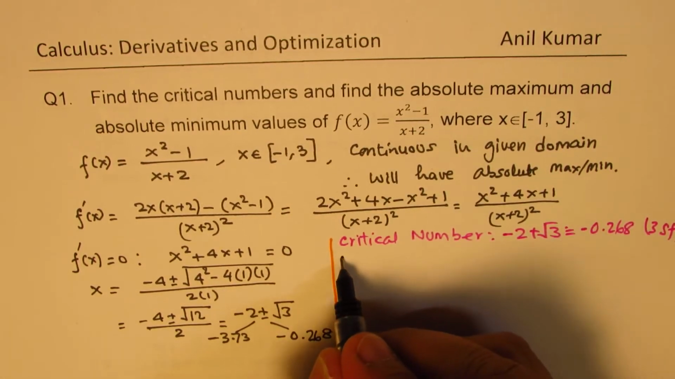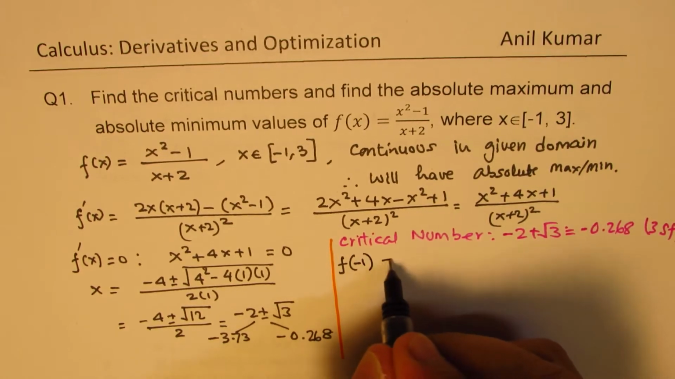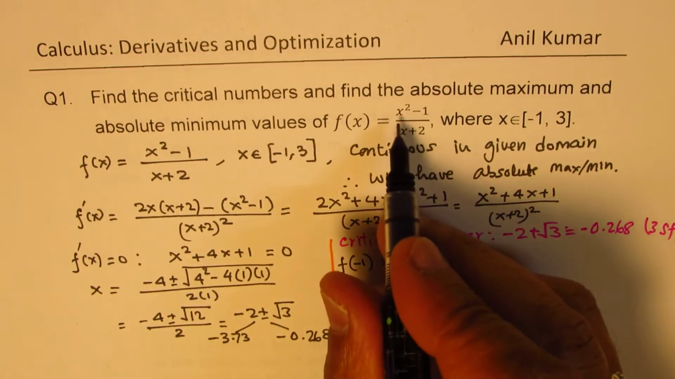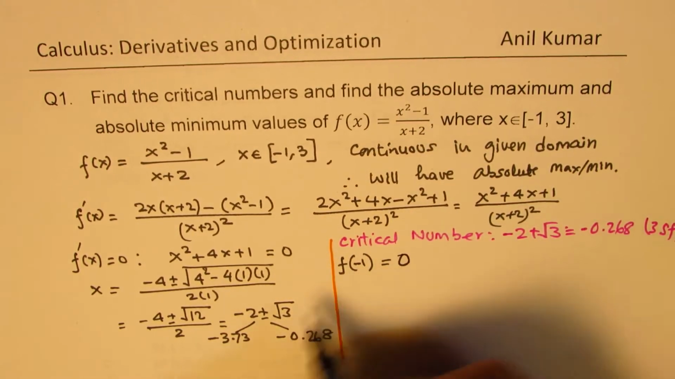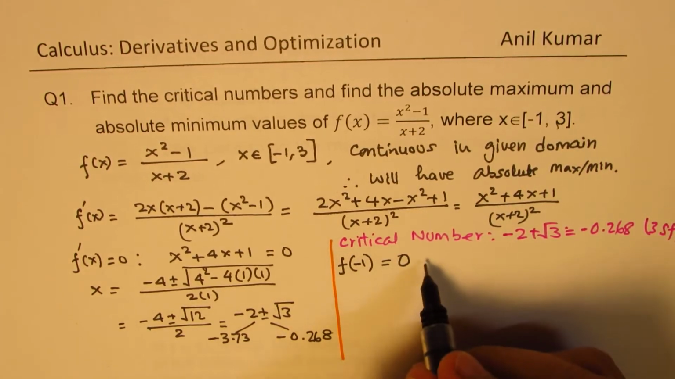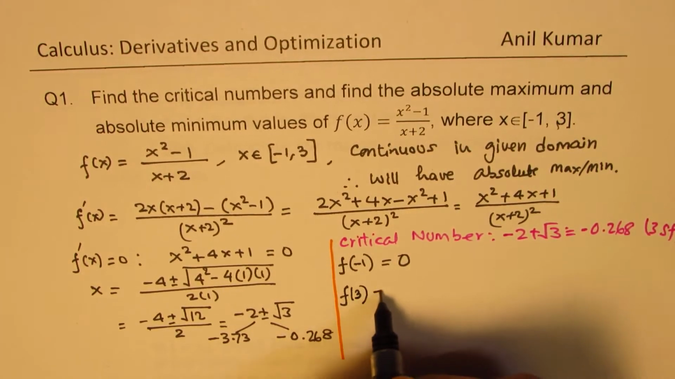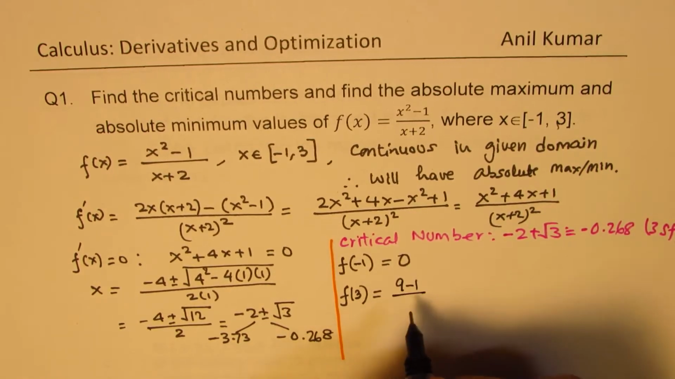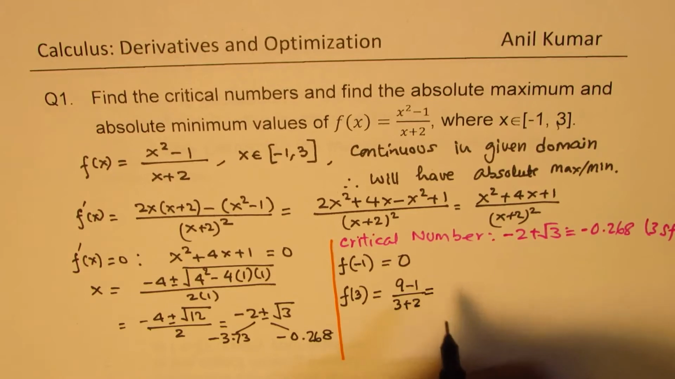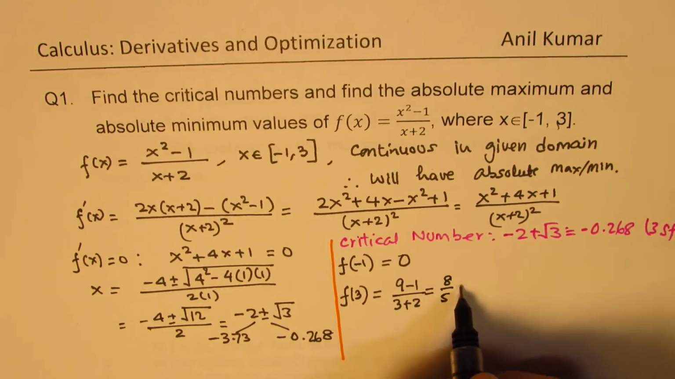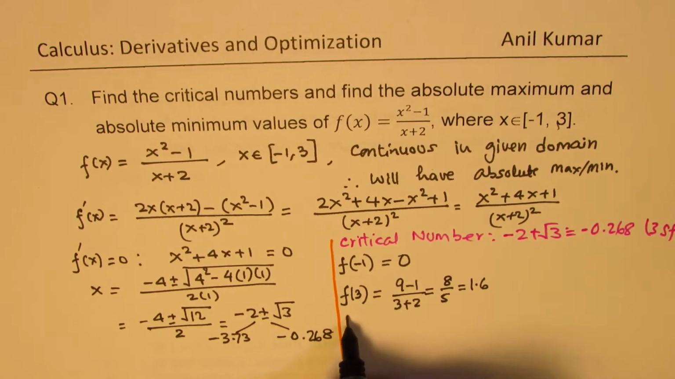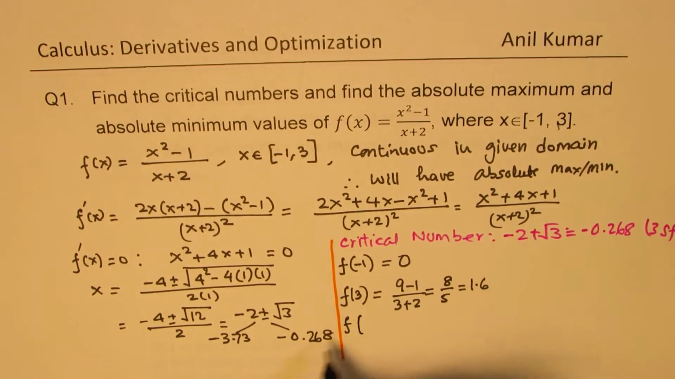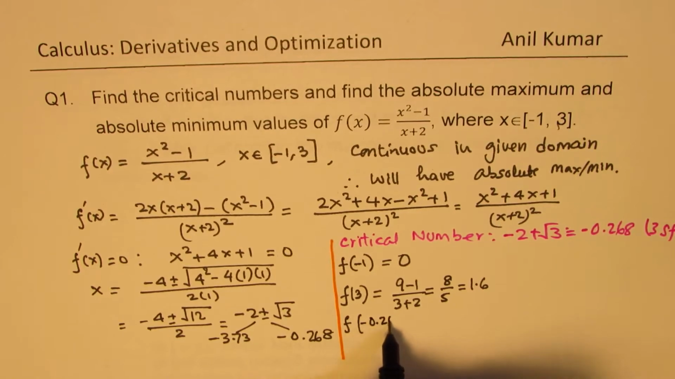So that could be at minus 1. Let's calculate this value at minus 1. When I put plus or minus 1, we'll get 0, right? Let's calculate at 3. So f of 3 is 9 minus 1 over 3 plus 2, so 8 over 5, which is 1.6. And now we'll also calculate the value at the critical number, which is minus 0.268.